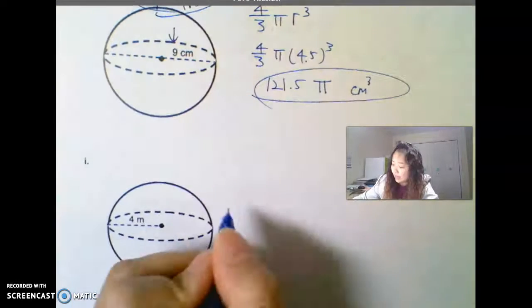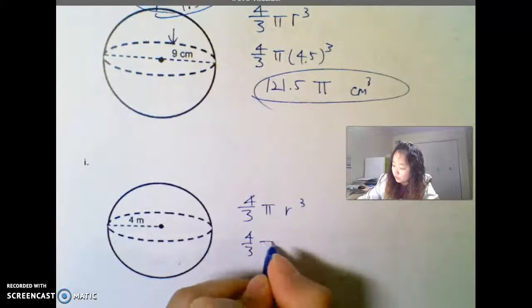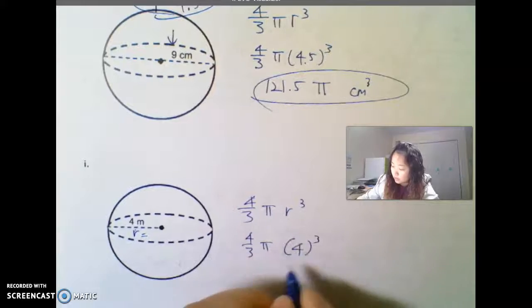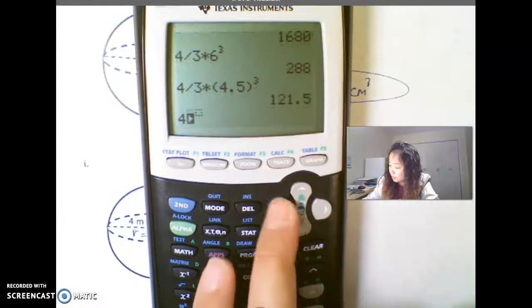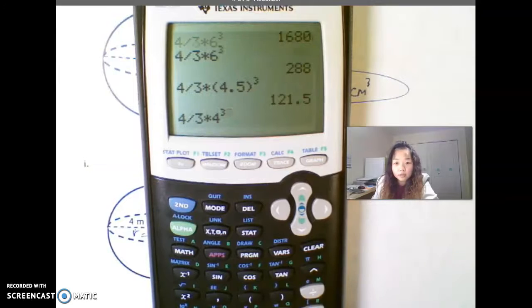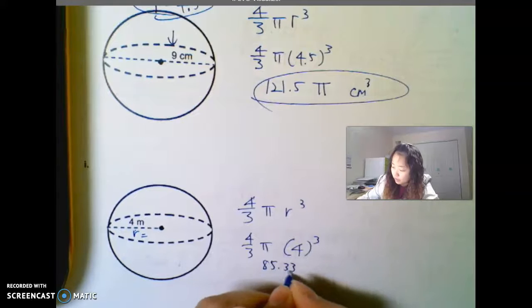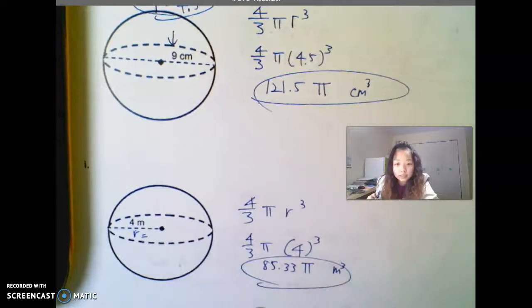Last one, I. 4/3 pi r cubed. 4/3 pi r. They just gave us the r. What? Why are you being so nice all of a sudden? Right? I don't like it when they're nice all of a sudden. 4/3 times 4. Oh, well, I mean, it doesn't matter, but I like to separate it. So 4/3 times 4 cubed, 85.333333. Don't forget the pi. Don't forget the units. The end.